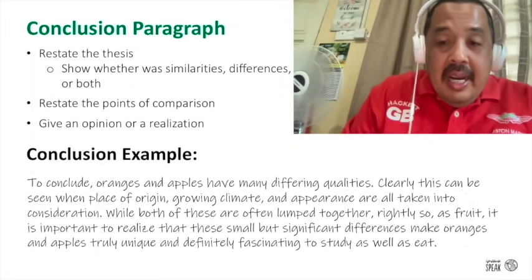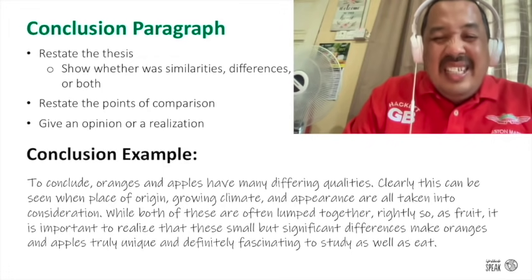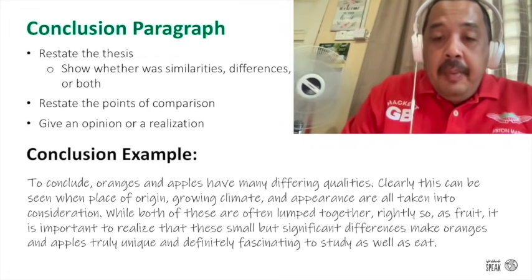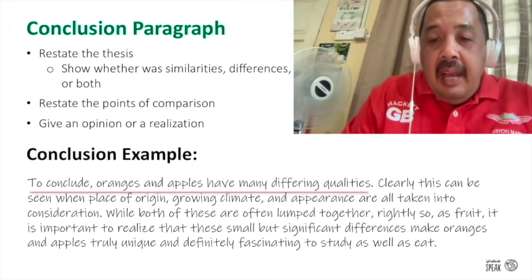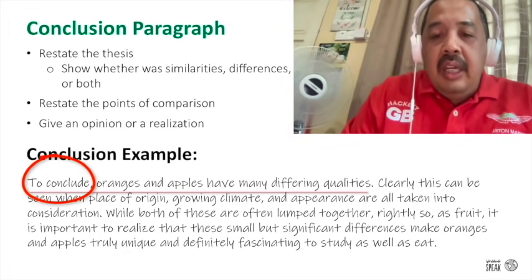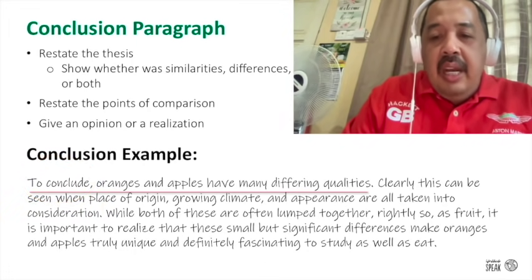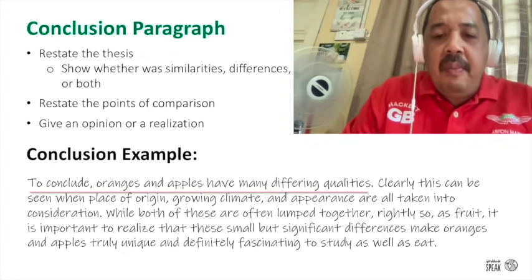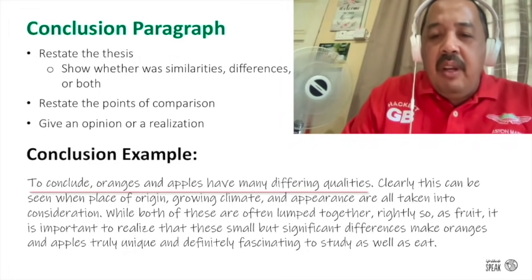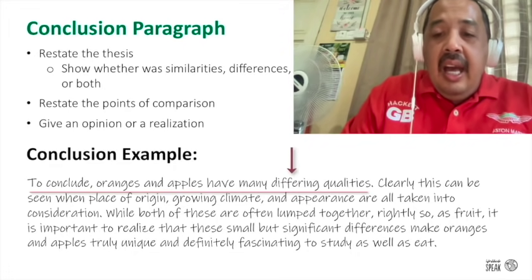So remember, I said the first thing you need is to restate your thesis. Well, here I did that, and I made sure to use the transition to conclude, to signal to our reader, hey, this essay is finishing. It flows really smoothly. And I said oranges and apples have many differing qualities. I just used a little bit of different language here, just to remind the reader that I was talking about differences.